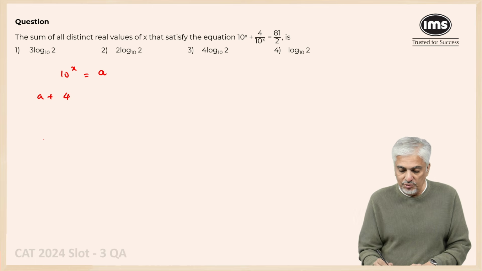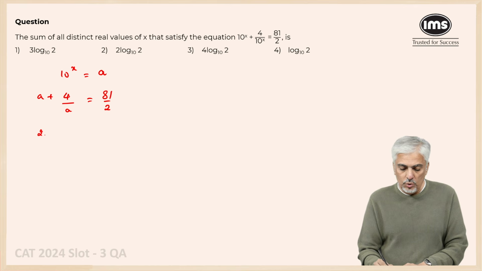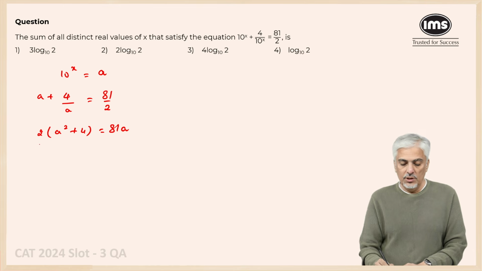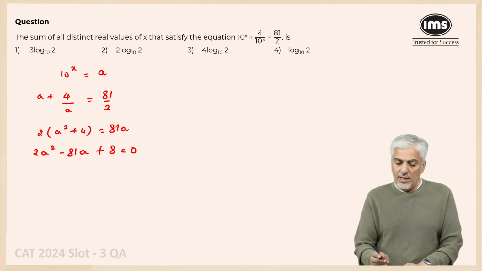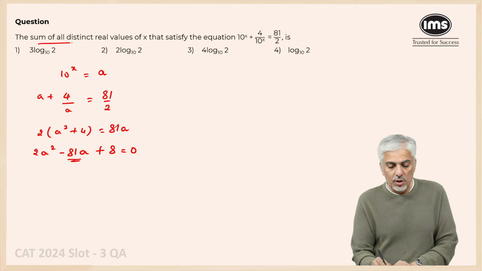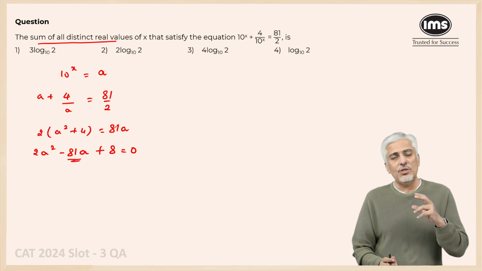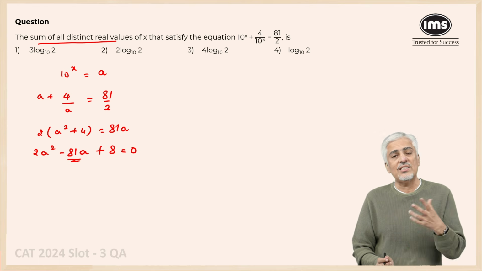We've got a plus 4 upon a is 81 upon 2. Make the quadratic equation, you will get 2 times a square plus 4 is 81a. So that will be 2a square minus 81a plus 8 is 0. Now, if I look at the options, nowhere is there a number like 81 or 9 or something like that. And they'd asked for the sum of all distinct real values. So I also was stuck for a minute over here thinking sum of the roots is minus b by a, which is 81 by 2.